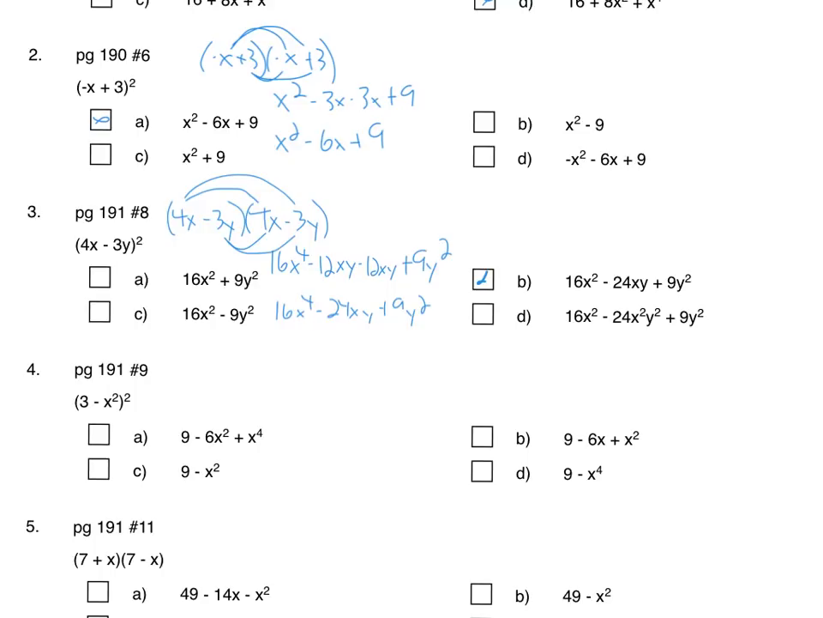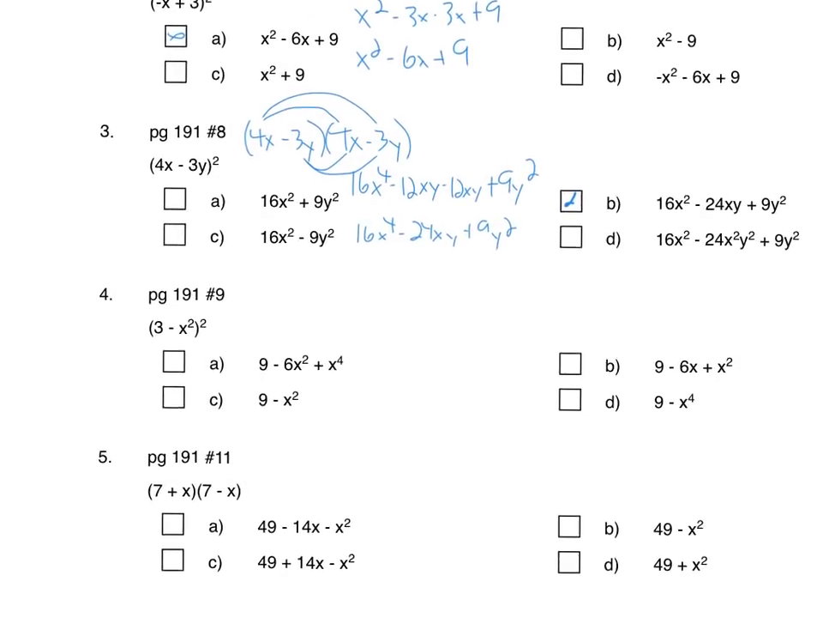Okay. So careful, some of you chose D because when you added, you did 24x squared and y squared. Remember, when we add, we do not change our exponents. We only change the coefficient. Okay, number 4.